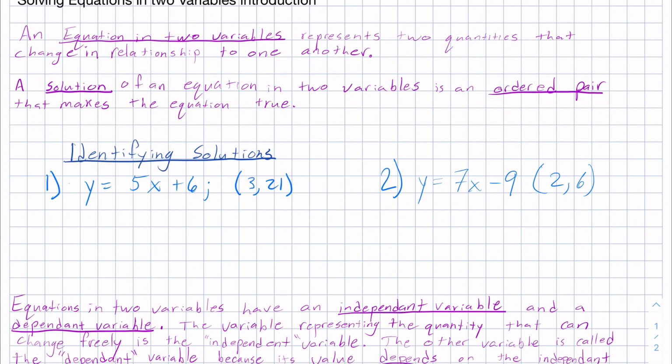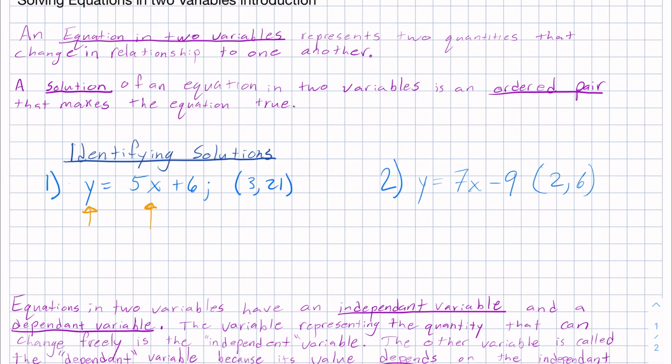of one variable is that an equation in two variables is an equation that represents two quantities or numbers that change in relationship to one another. So that means that as one of the variables changes, like the x, just to look at the problem down here, as the x changes, the y changes also.